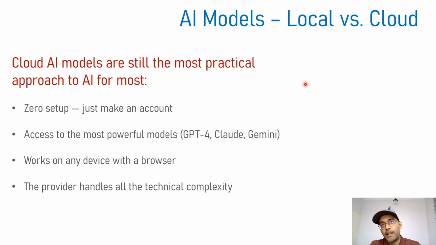So that being said, cloud AI models are still the most practical or the cheapest option available for most users because there is zero setup. You just need to log into your account and use it. And then you also get access to very powerful models. The only catch is, of course, there is a limit on the token usage. So the more you use, you're going to end up paying a lot more than the basic tier.